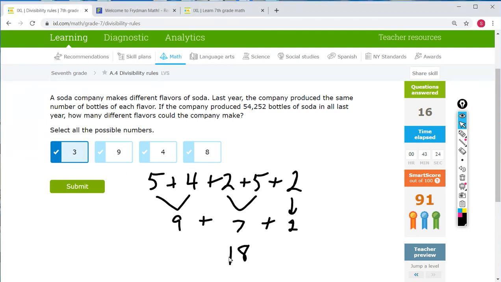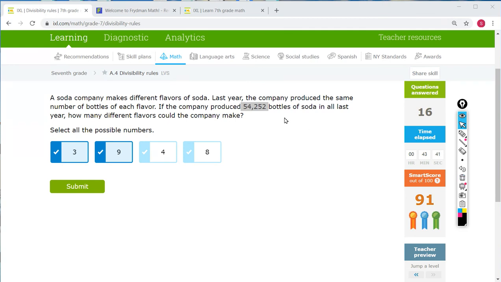Does 9 go into 18 nicely? Yes, it does. It goes into 18 exactly twice, so we can click on that. Now, what about 4? To check if this number is divisible by 4, we don't add up all the digits. So actually, I don't need this anymore. All I have to do for 4 is check the 2-digit number at the end.